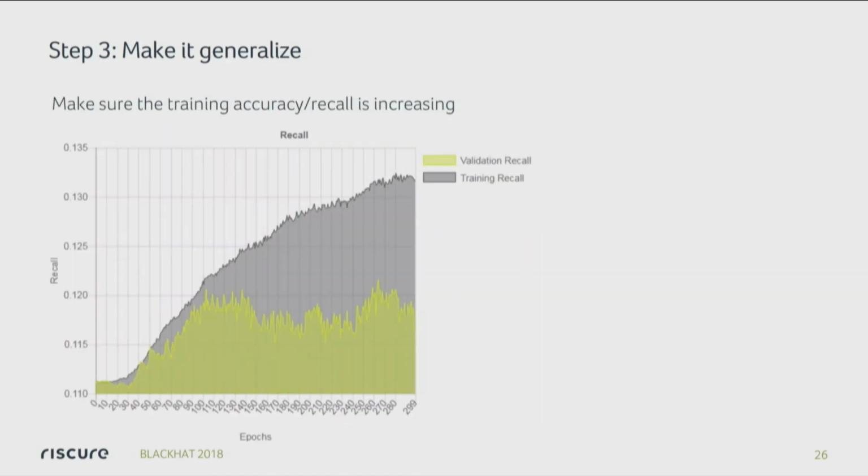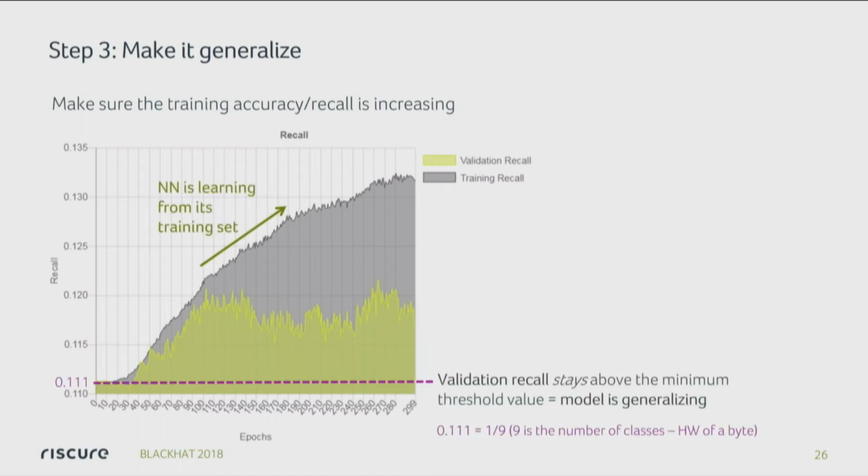So this is the picture that you want to see. On the gray you see the train set. It needs to go up and up and up. The network needs to be learning. But you need to see that the validation recall or accuracy also goes up. If you don't have that, then your network is not generalizing. You're actually not learning, you're just memorizing.